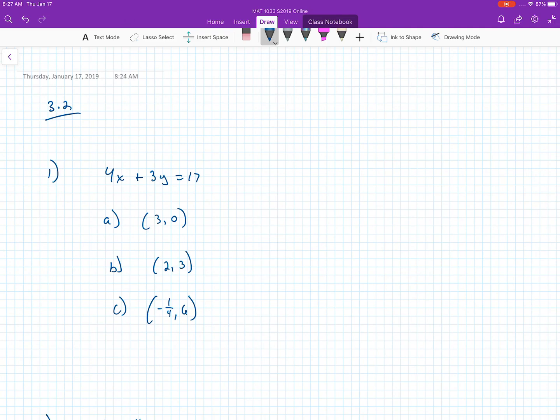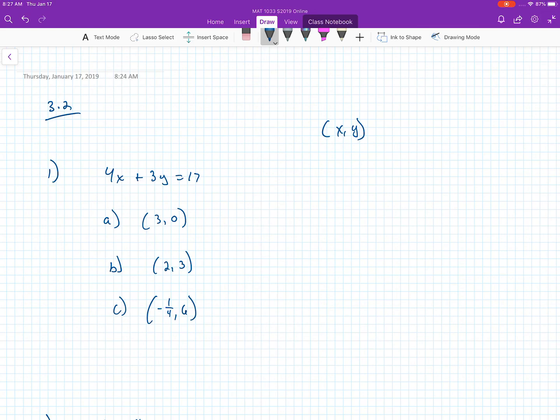These are just the examples that I'm going to do for this particular section. For number 4, we're going to determine if the given ordered pairs are solutions to the equations. I'm going to go ahead and do A, B, and C. Always remember that an ordered pair is an X and Y coordinate.